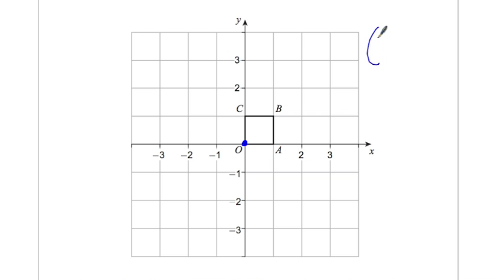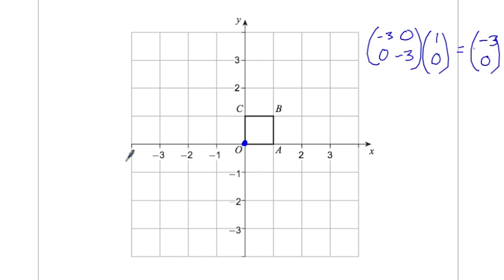Now what I'm going to do is transform each coordinate by the matrix. So the first one, let's see where point A ends up. So we're going to have to multiply it. The point A is 1, 0. If we multiply that out, -3 times 1 is -3, 0 times 0 is 0. So the x coordinate will be -3. 0 times 1 is nothing, -3 times 0 is nothing. So 1, 0 has been mapped to -3, 0.